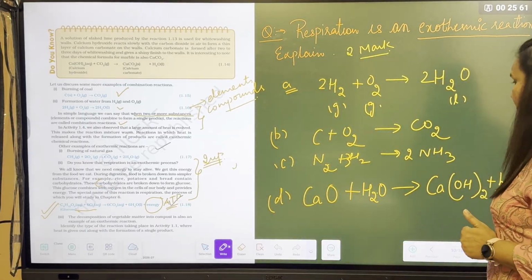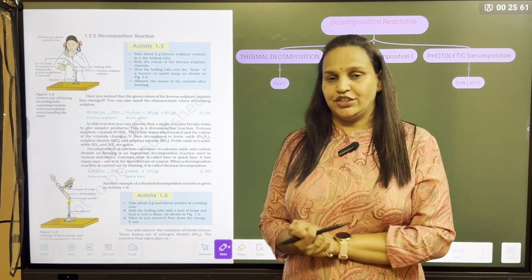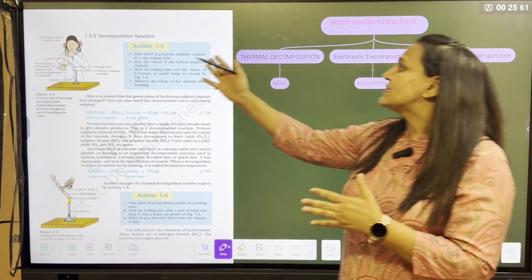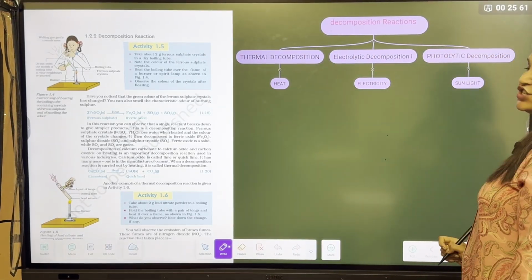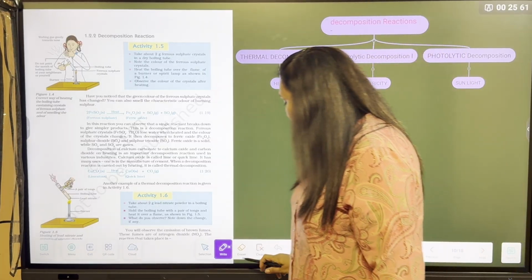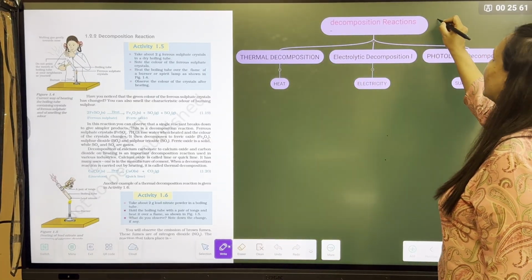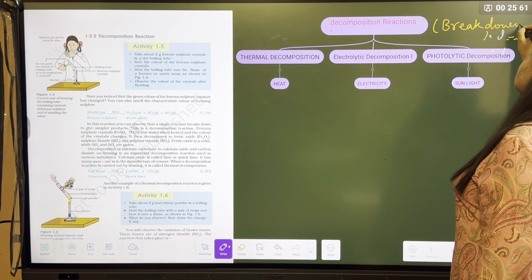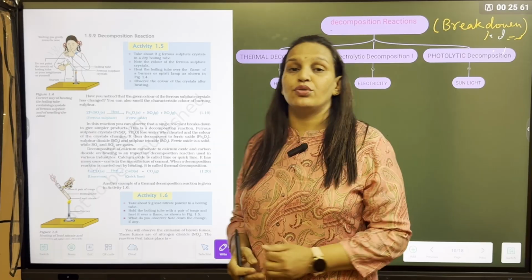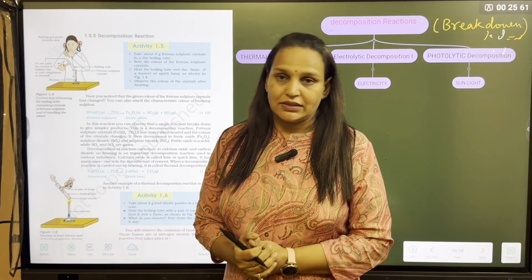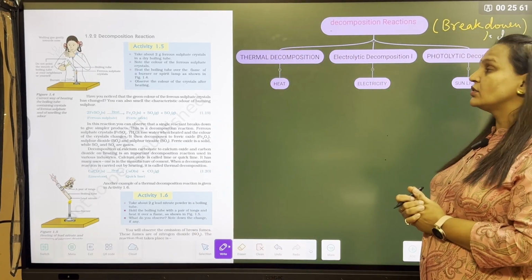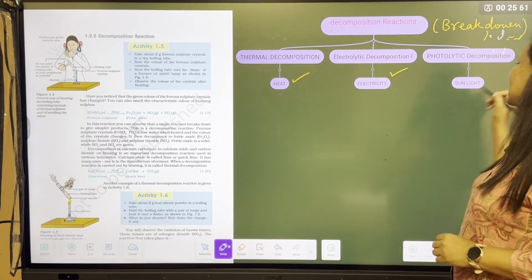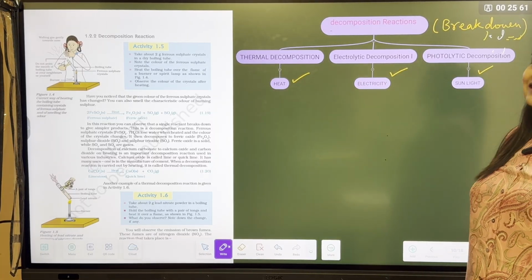Let's move ahead. So this was all about the combination reaction. Next is the decomposition reaction. As is clear from the name, decomposition means breakdown. We have to break down the compound. A single compound is broken down into two or many products. But how can we break down the compound? We can break it down with heat, with electricity, or with sunlight.